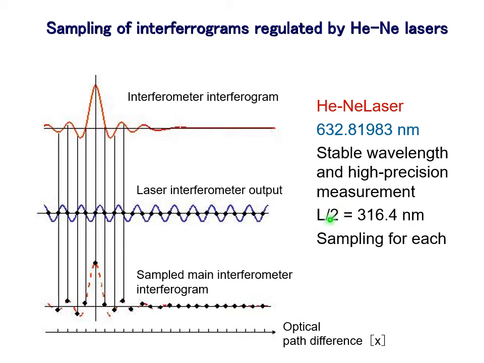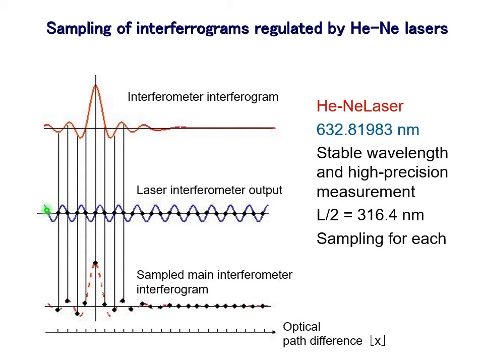The fringe pattern of the helium neon laser is as shown in the middle figure, and since it is monochromatic light, it shows the intensity change represented by a single sine wave. Then, sampling is performed at an intensity midway between the maximum intensity and the minimum intensity. Then, the interferogram will be sampled every half wavelength of the helium neon laser.